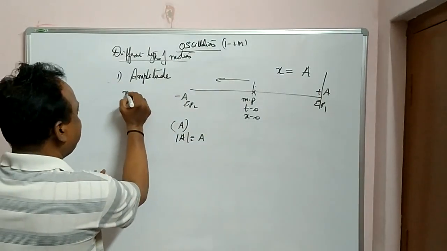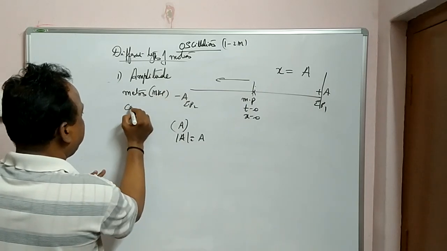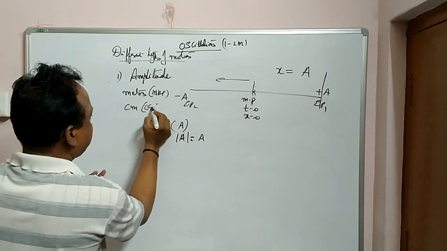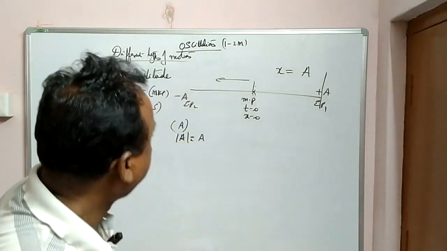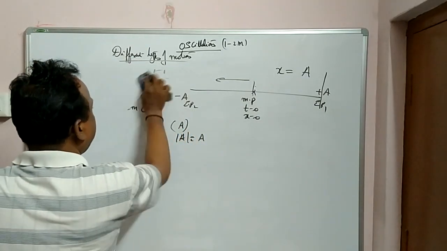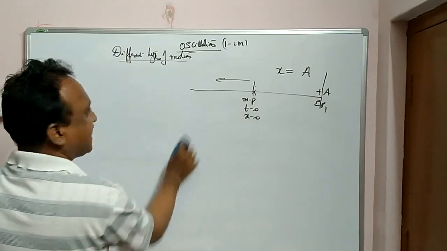Amplitude units: meters in the MKS system, and centimeters in the CGS system. These are the units for amplitude. Let us go to the next one now: time period, frequency, etc. Now what is time period?